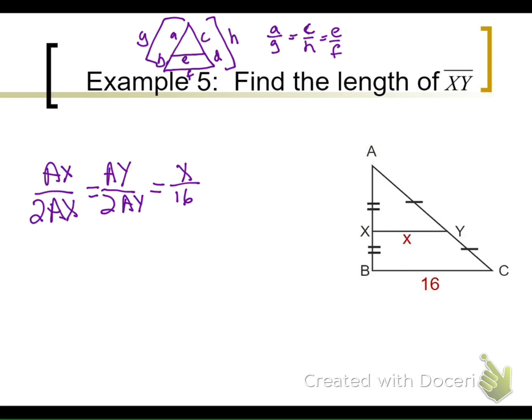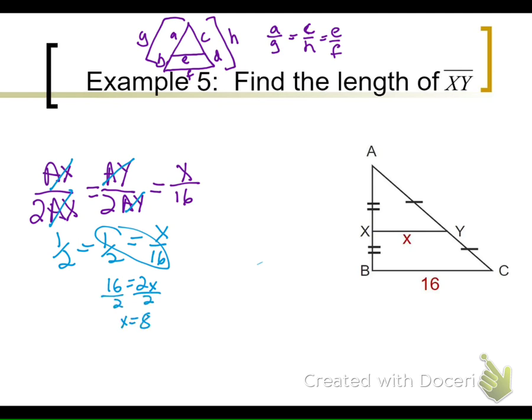You have the same thing in the numerator and the denominator. What can we do with that? We can cancel them out. It's like having a 2 and a 2, so they just go away. We have an AY over AY here. So you're left with 1/2 equals x over 16. You might be able to look at that and see what to put in the numerator to reduce it to 1/2. If not, we can do some cross multiplication. You have 16 equals 2x. Divide by 2, x equals 8. Nice job.